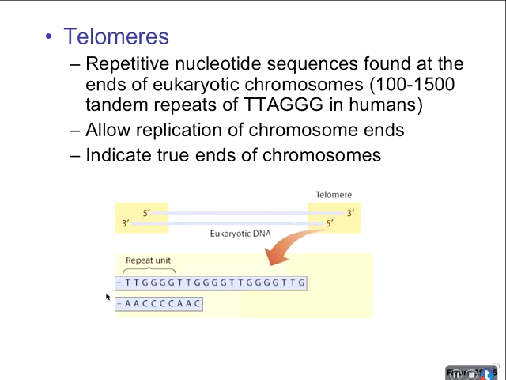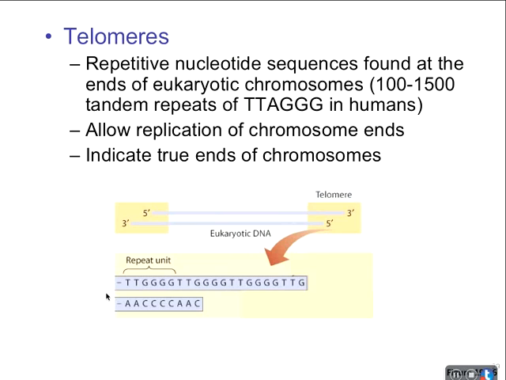Telomeres are repetitive nucleotide sequences found at the end of eukaryotic chromosomes. There's usually 100 to 1,500 copies of a certain sequence. In humans, the telomere sequence is TTAGGG. That's the sequence we see repeated in humans. It's at the end of every chromosome. Every linear chromosome has this telomere sequence repeated many, many times, hundreds of times at the end.